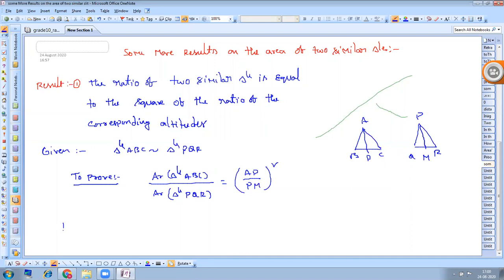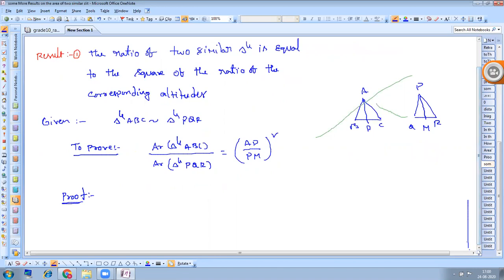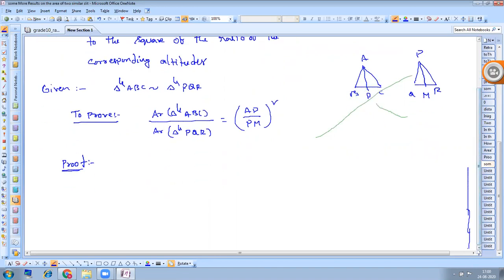So the proof is very simple. They told us already that both the triangles are similar to each other. So first take the area formulas.